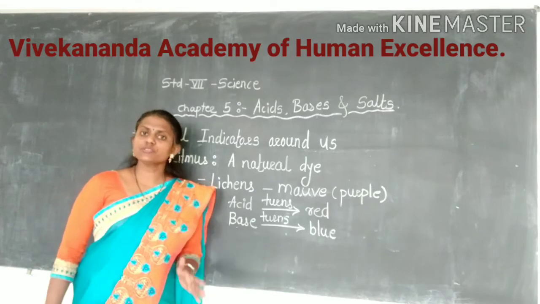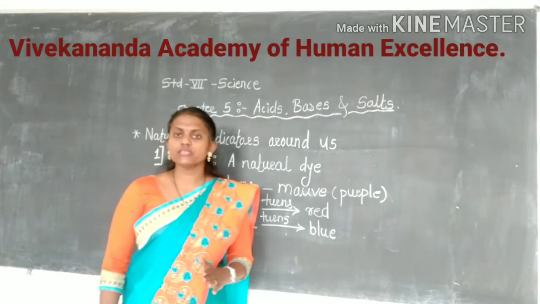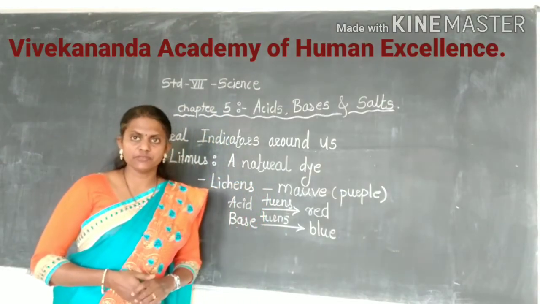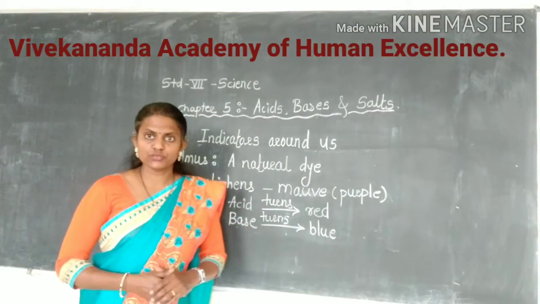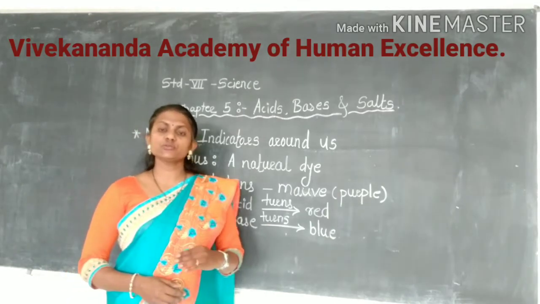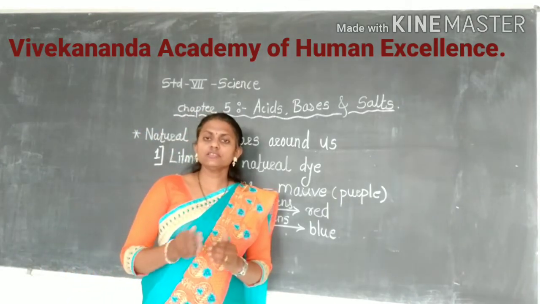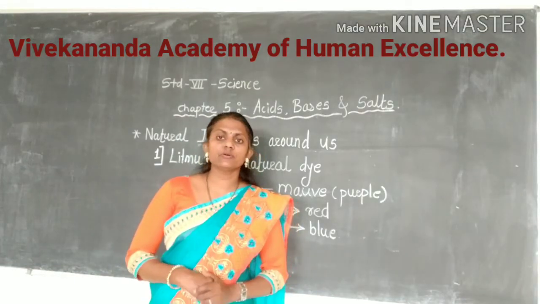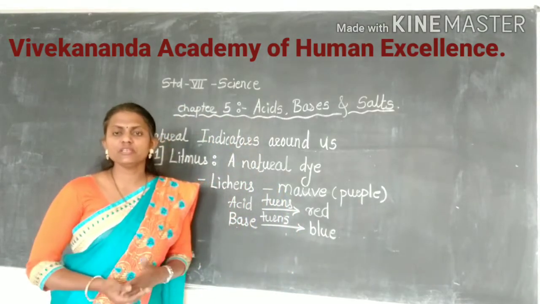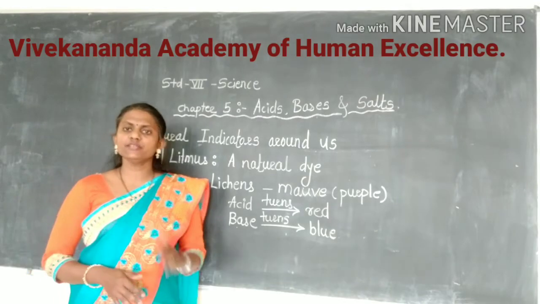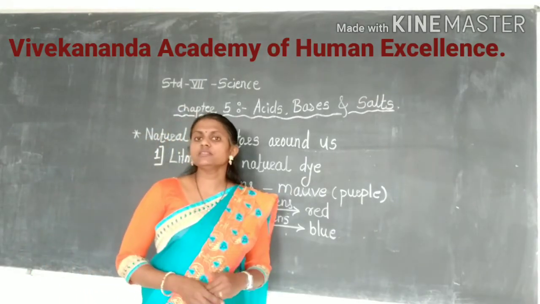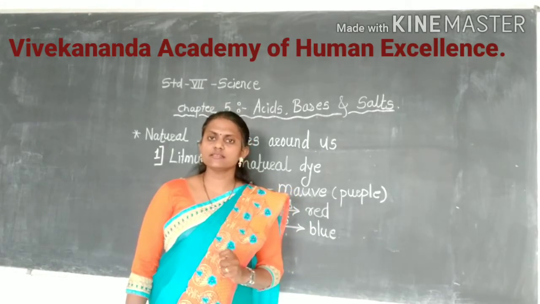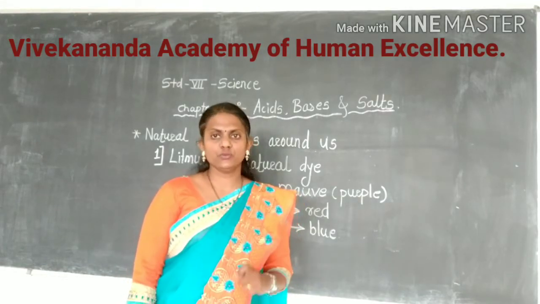Now see, some solutions do not show any change with either litmus paper or with the litmus solution. Red litmus paper has not changed to blue, and blue litmus paper has not changed to red. They are not showing any change in color. Such solutions are known as neutral solutions.